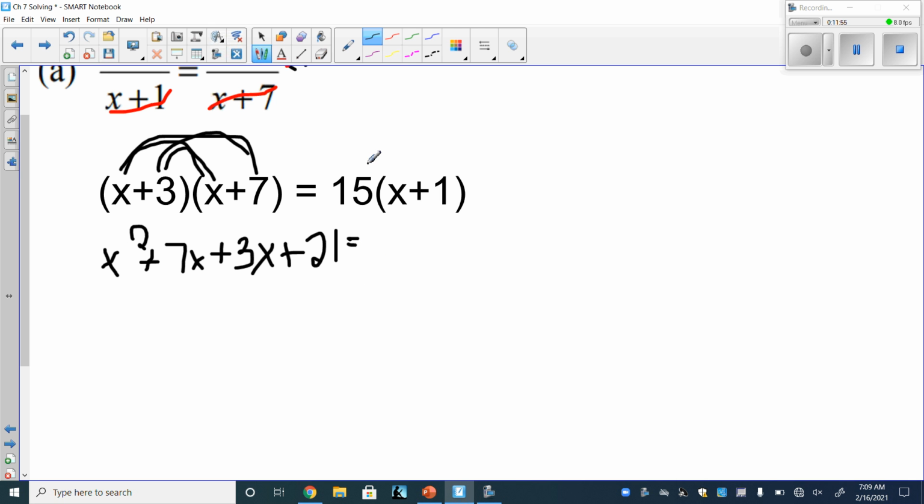So we can distribute those two out. We can multiply them out. We can do the similar thing over here. We can distribute this 15, and 15 times x is going to be 15x.